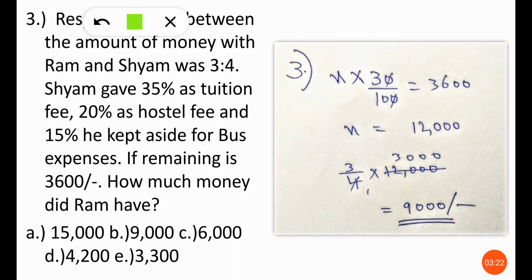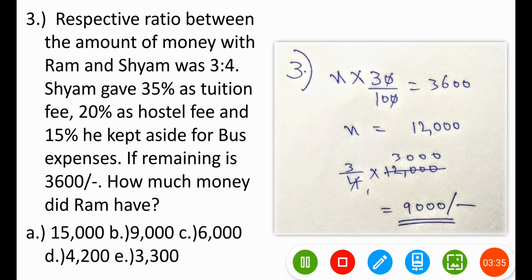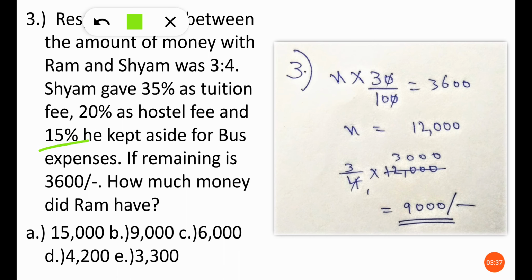Respective ratio between the amount of money with Ram and Sham was 3:4. Sham gave 35% as tuition fees and 20% as hostel fees and 15% he kept aside for bus expenses. If remaining is 3,600, how much money did Ram have? In this question they have given the data of Sham and they are asking the question of Ram. All the data is about Sham and they are asking the question about Ram.